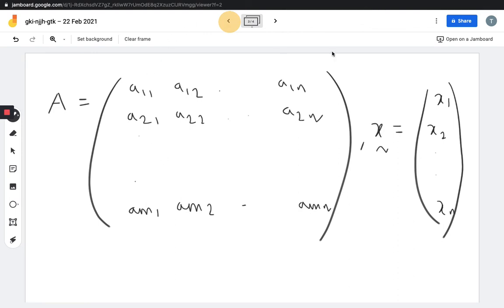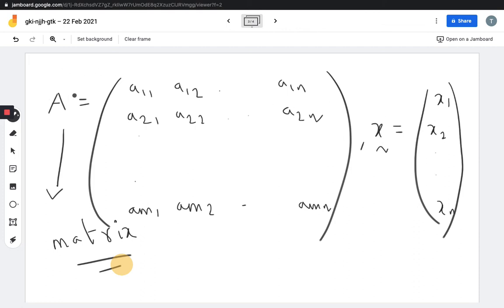Now look at this structure. This structure is a rectangular array of numbers. Just imagine it's a rectangle and numbers are placed in the lines of the rectangle: a11, a12, a1n, a21, a22, a2n, am1, am2, amn. So all the numbers are ordered in a rectangular array. This structure is called a matrix.